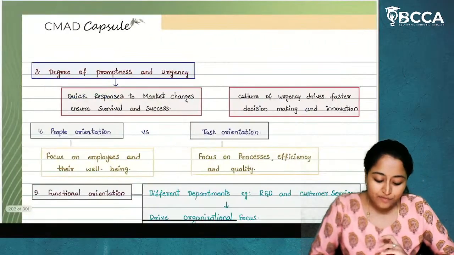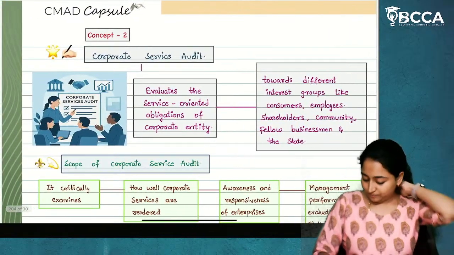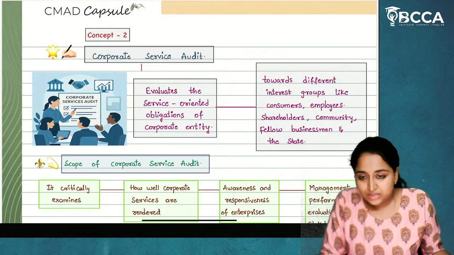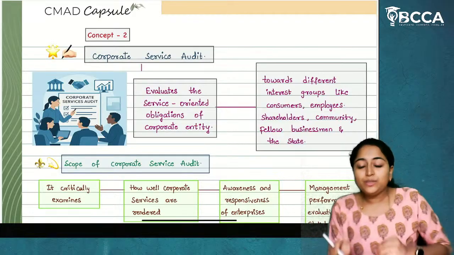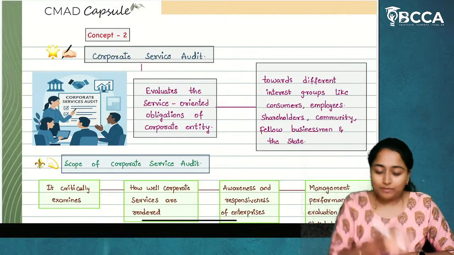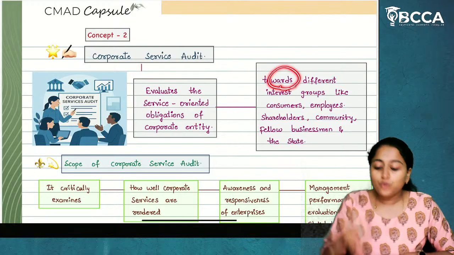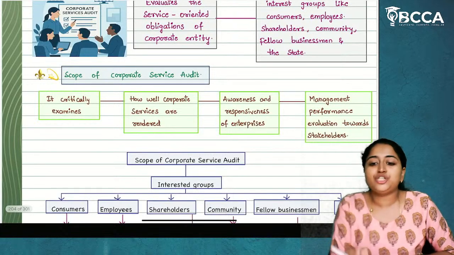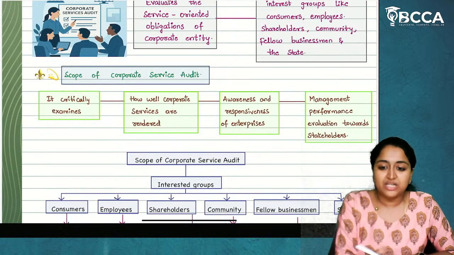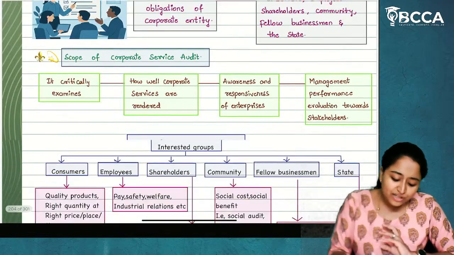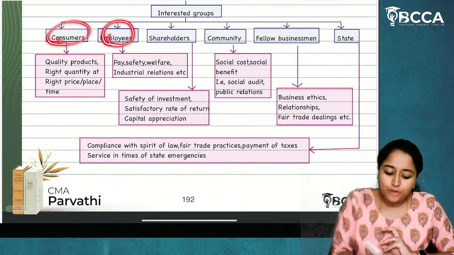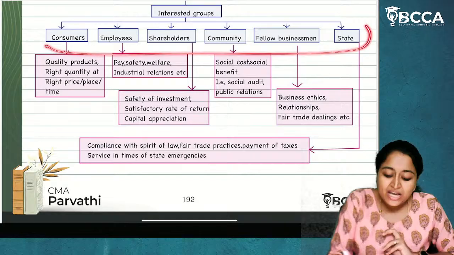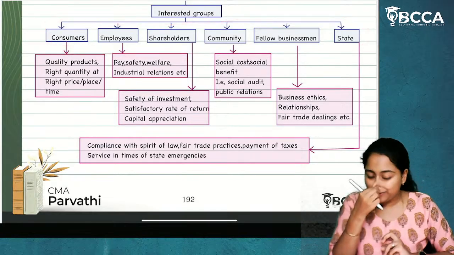So this is regarding the first audit. Now next is corporate service audit. Now what is called corporate service audit? It evaluates the service-oriented obligations of a corporate entity towards its different interest groups. Which means how better, how effectively, how efficiently the organization is providing services to different interest groups. Now, who are the different interest groups? Consumers, employees, shareholders, community, fellow businessmen, and state. So, these are the different interest groups for the organization.